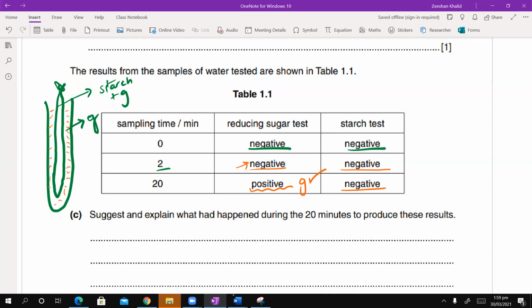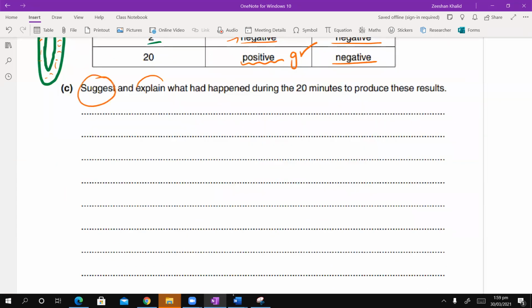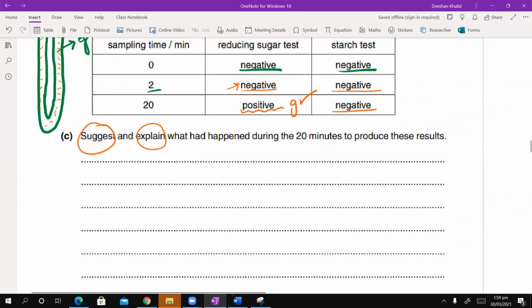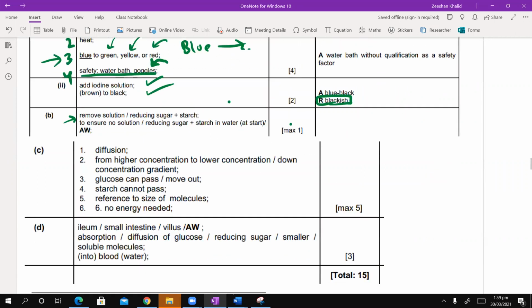You understand? अब वो आपसे ये कह रहा है, suggest and explain what had happened during the 20 minutes to produce these results. How many marks? Wow, 5 marks. आपको समझ में आ गई. Now the only thing is how do you put this in words? So let's look at the mark scheme for this.